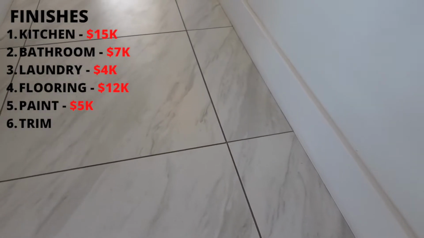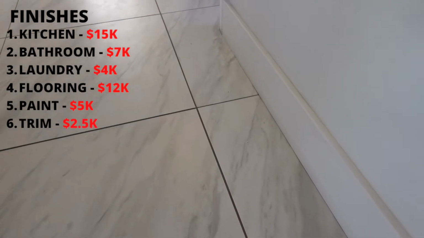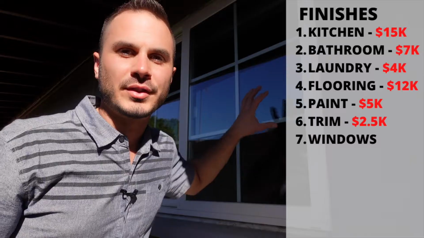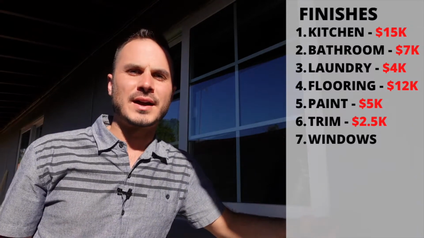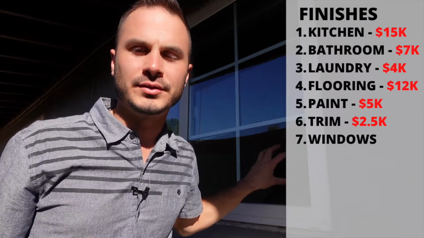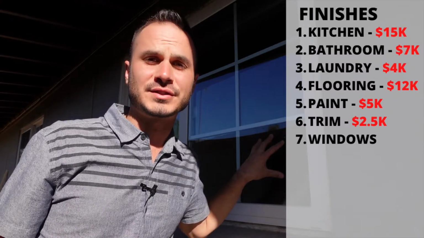And speaking of trim, if you plan to replace all the baseboards and casing in your house, plan to spend about $2,500 for this upgrade. So the doors and the windows are another big one. You don't need to replace the doors and windows in your house if you already have nice dual pane windows, but if you are required to replace everything in the house due to them being less energy efficient, you're looking at about $6,000 for this upgrade.